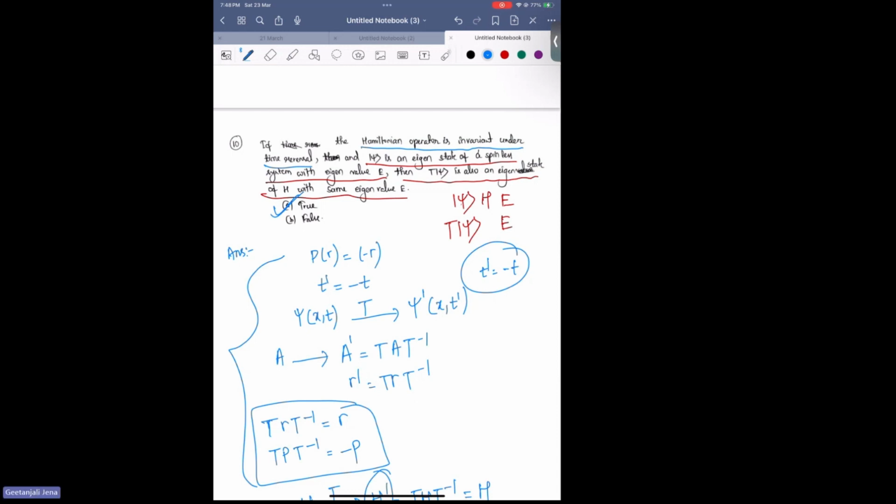Sometimes some of the states are time reversal invariant and some of the states are time reversal variant. That means if you are going from A to B, you will get one value, but if you are going from B to A, you will get another value. But if it is time invariant, then you will get the same value in both A to B and B to A.